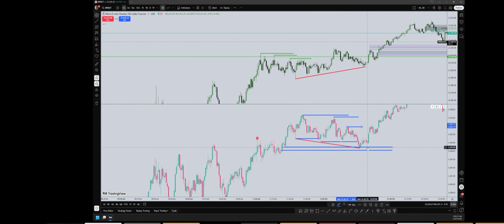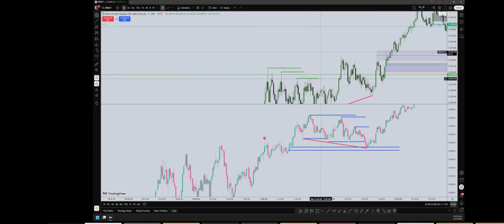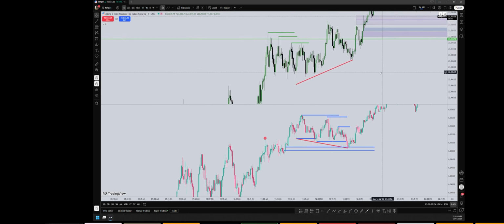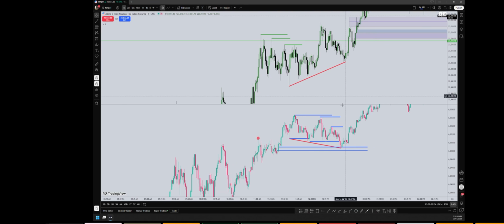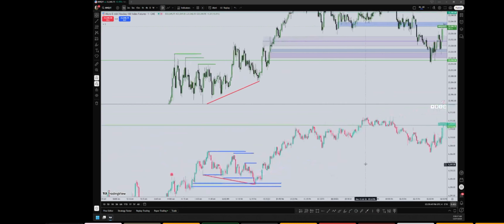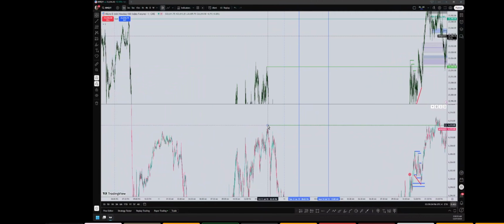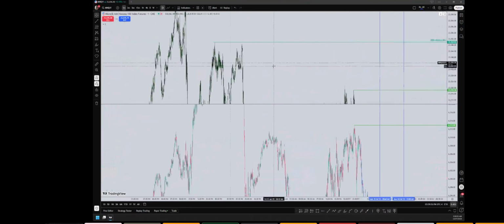By that time, NQ started creating a DNA helix. When it started to create lower highs and lower lows, that's when NQ created higher high, higher low, higher high, higher low, higher high, that way. Okay, and then finally that liquidity is taken.